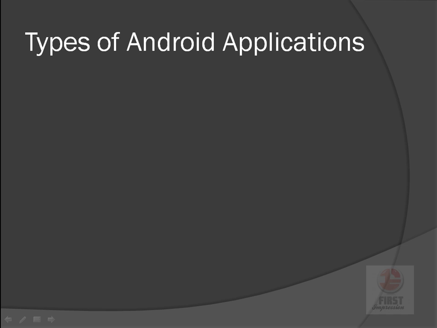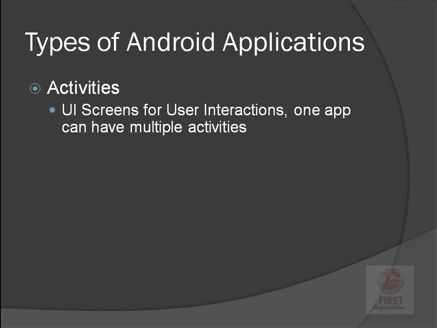Let's start the day. Let's first understand the types of applications that you can build with Android. The first type of application that you can build is called an activity. We have already seen quite a depth of activities. Activities are nothing but the interactions that the user does with your application. So these are user interface screens for user interactions.